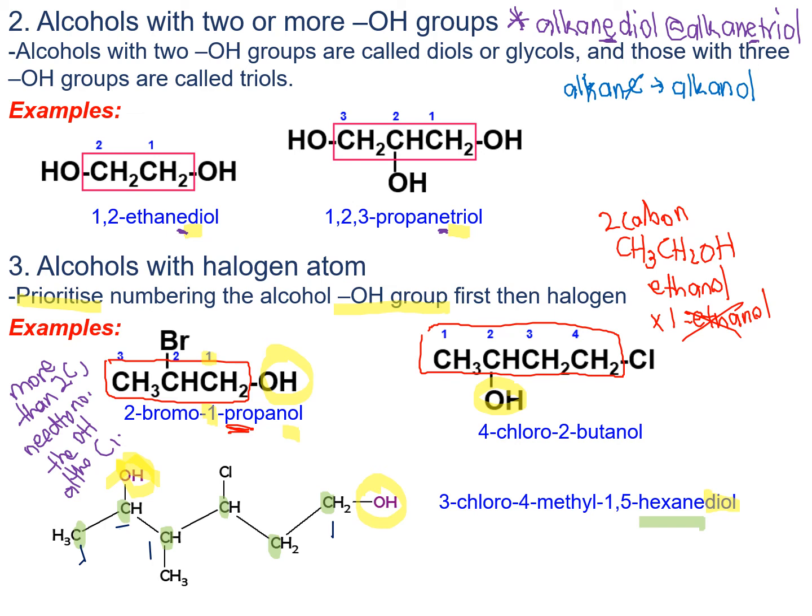Okay. So, as you can see here, carbon number 1 ada OH, carbon number 3 ada Cl, carbon number 4 ada methyl, carbon number 5 ada OH. So, bila you nak namakan dia, it's going to be 1,5-hexane diol. And then according to the alphabetical order, C dulu, baru M. So, that's why 3-chloro-4-methyl, 1,5-hexane diol.